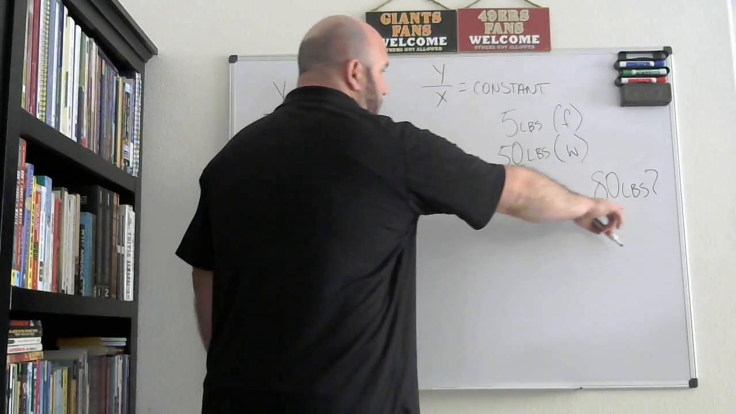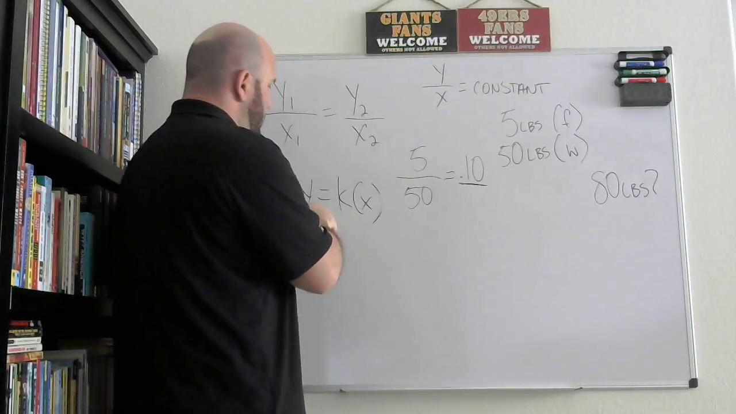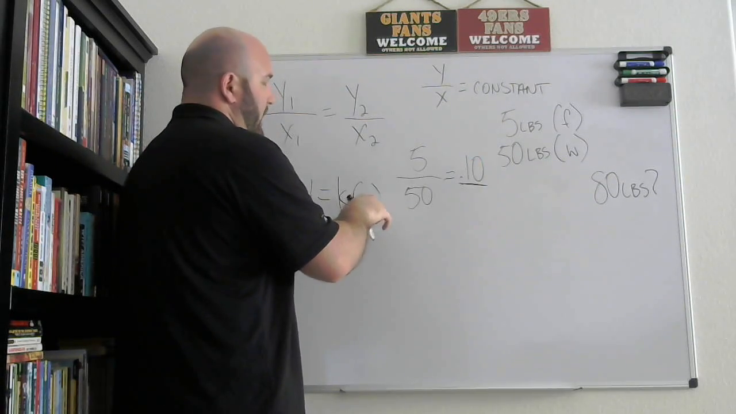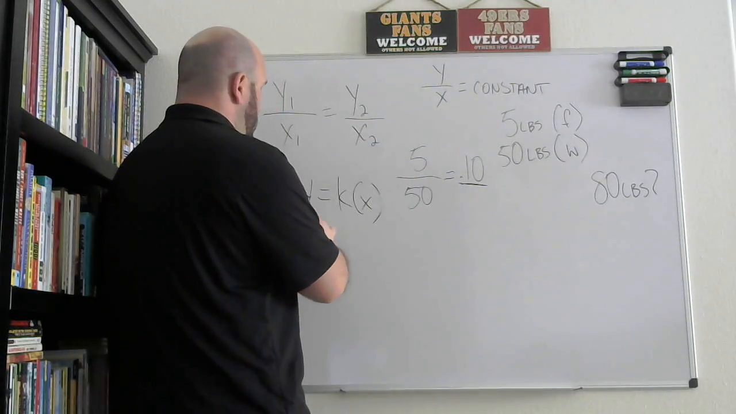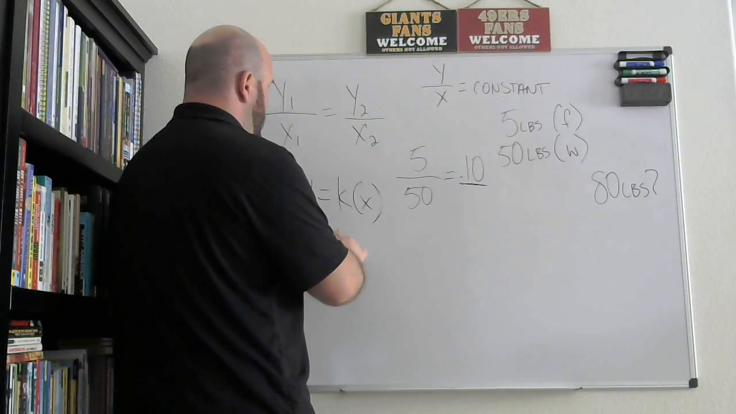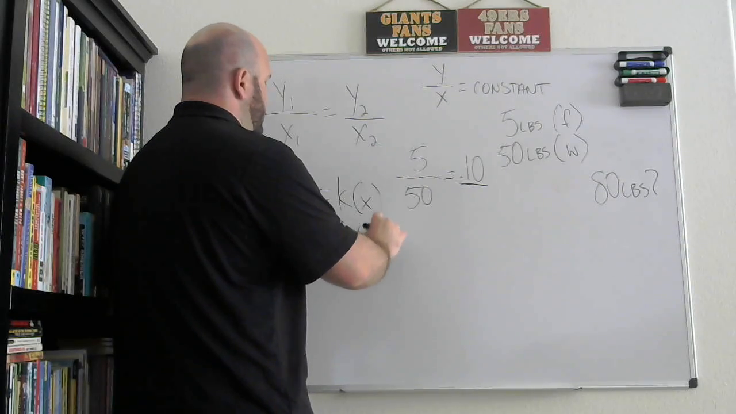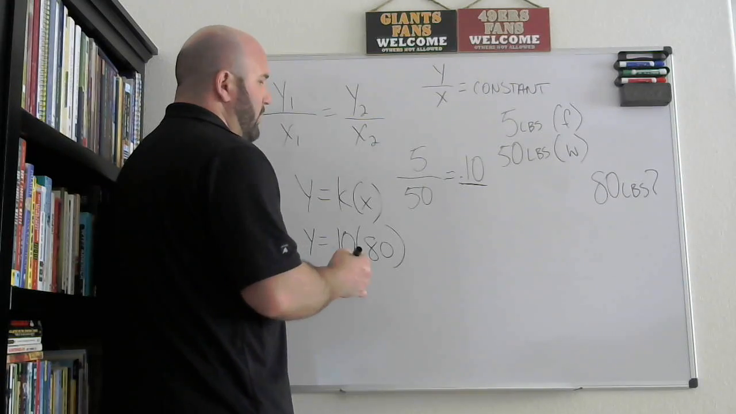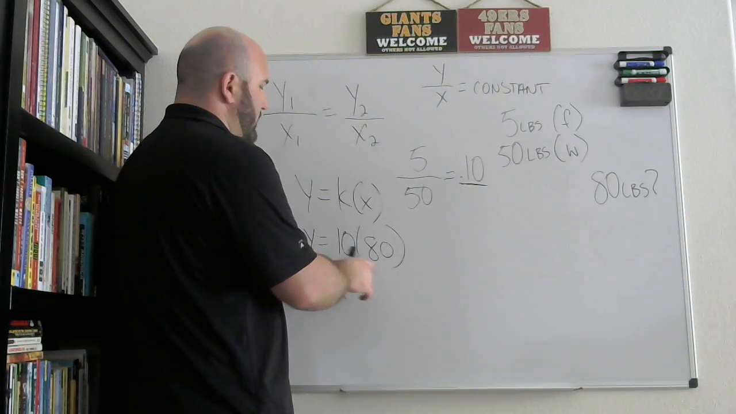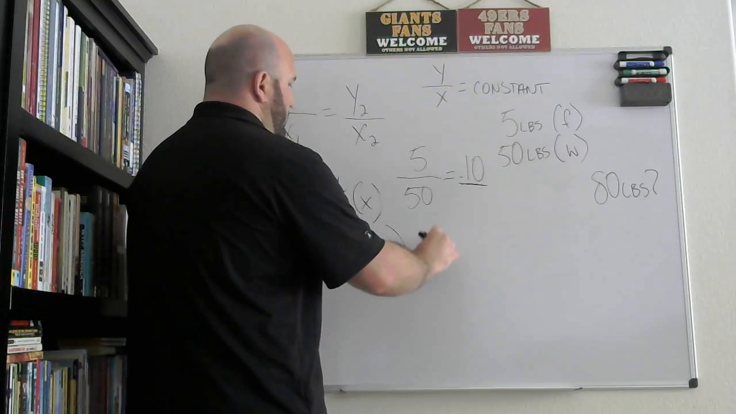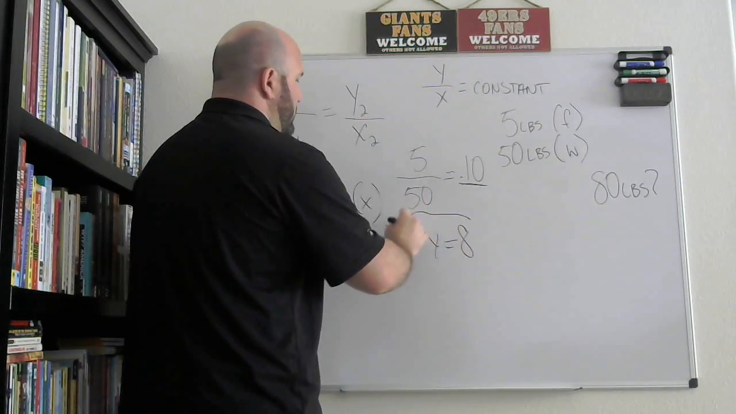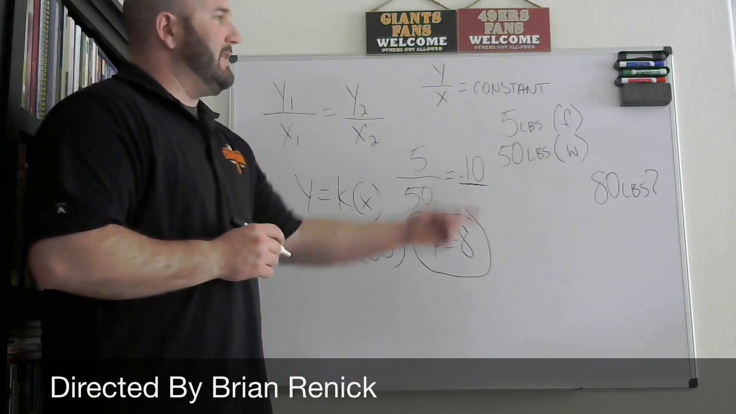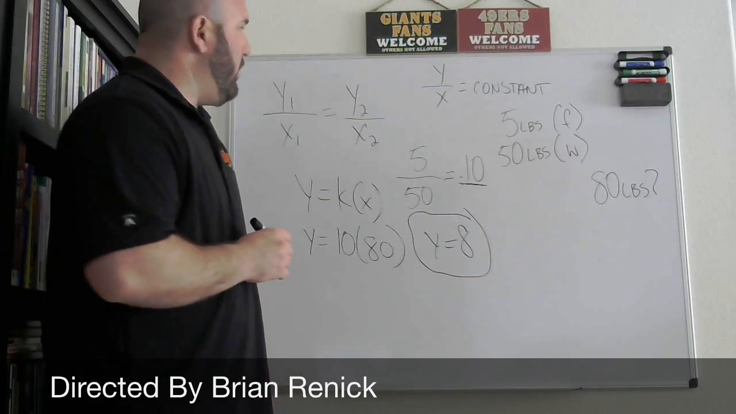We want to know how much does it take to lift 80 pounds, okay? So our k is 0.10 and our x value is 80. So y equals 0.10 times 80. If we multiply that together, what do we get? 0.10 times 80 is equal to 8. So we now know that it takes 8 pounds of pressure to lift 80 pounds of weight in this lever.